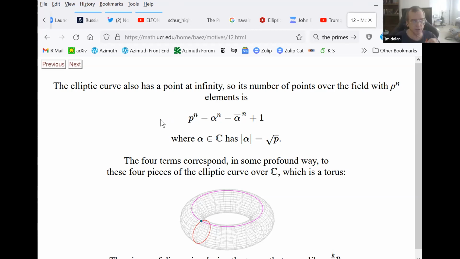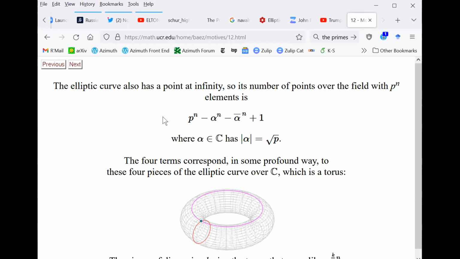Sorry, but what should I be thinking of it as? Should I be thinking of it as being like the index of the cohomology group or something? Yeah. So what about other abelian varieties besides elliptic curves? Do they break up into motives having to do with elliptic curves or something?